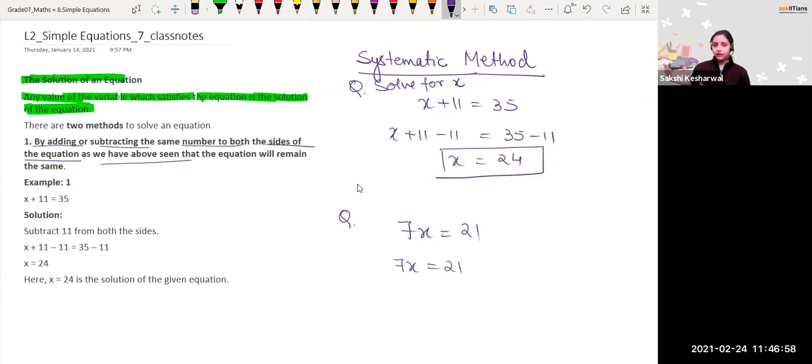You will be dividing it. Now 11 was in the addition, so you will be doing subtraction. So it will be what, beta? 7, it will be divided by 7. So x is equal to 3. That's it. 7 and 7 cancel out, right?